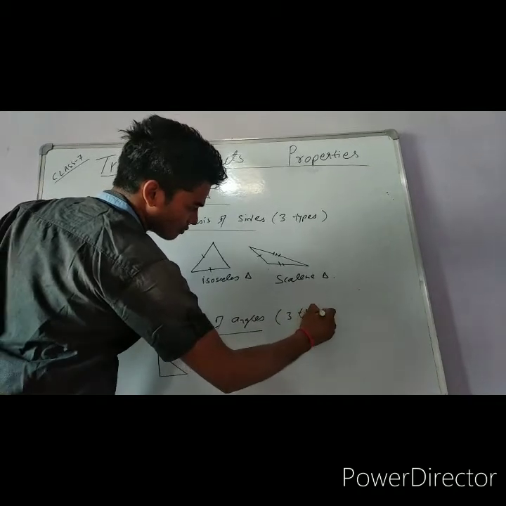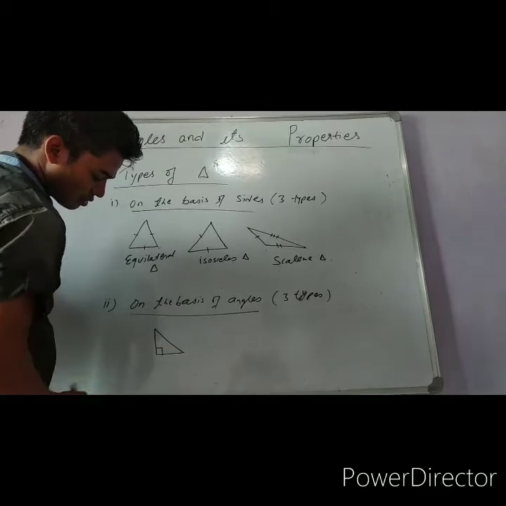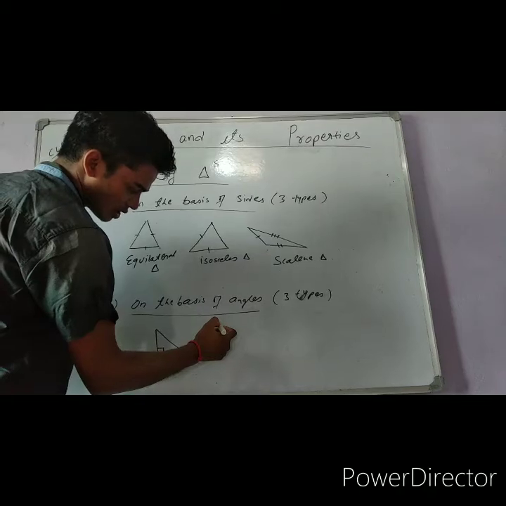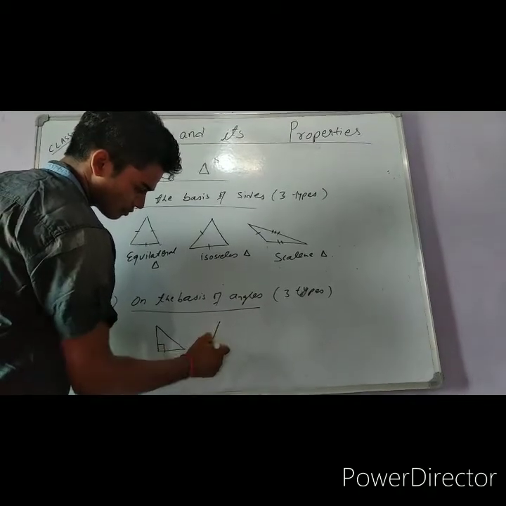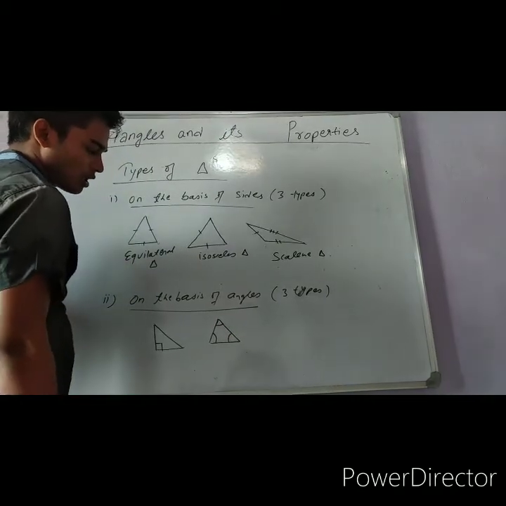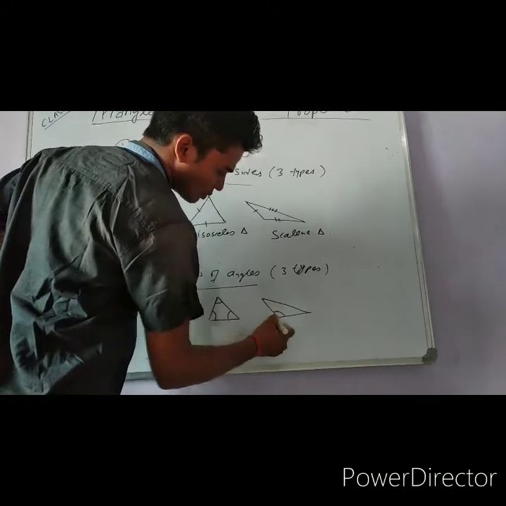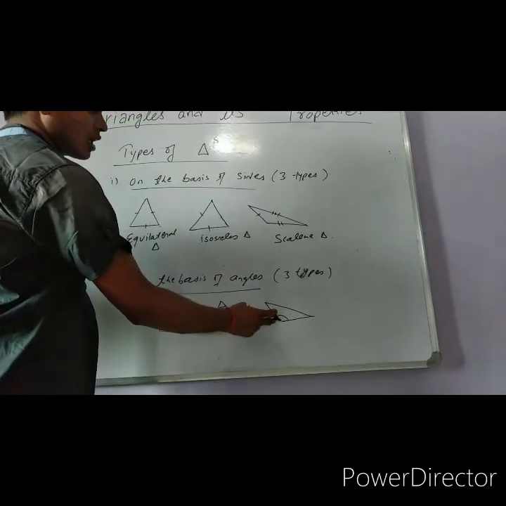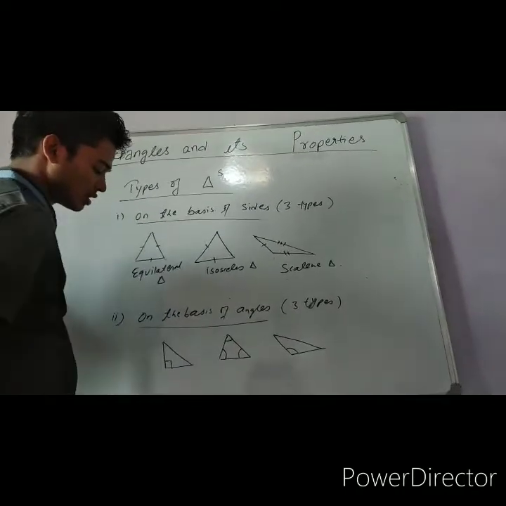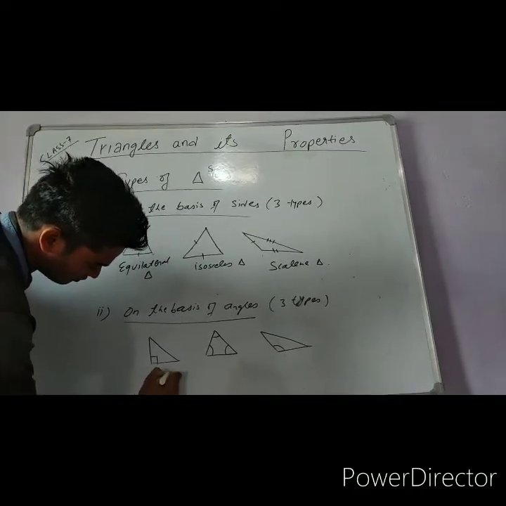Three types. The first case is if one of the angles is 90 degrees. The second case, all the angles are less than 90 degrees, and the third case, one of the angles is an obtuse angle. An obtuse angle means the angle which is greater than 90 degrees and less than 180 degrees. If one of the angles is 90 degrees, then this is called a right angled triangle.